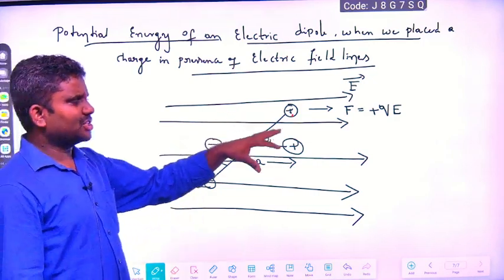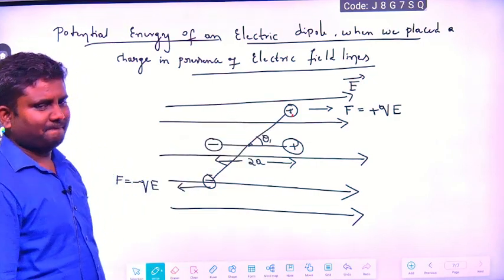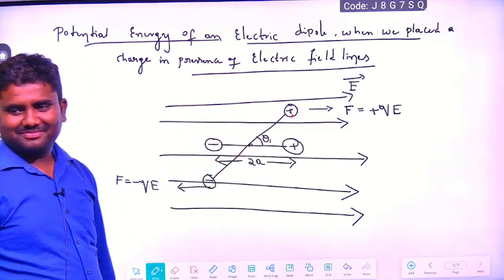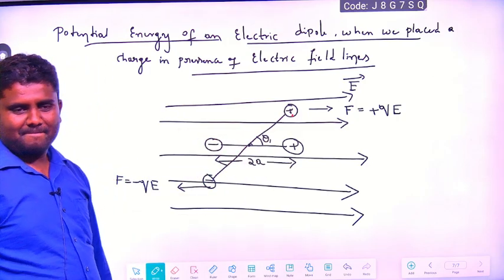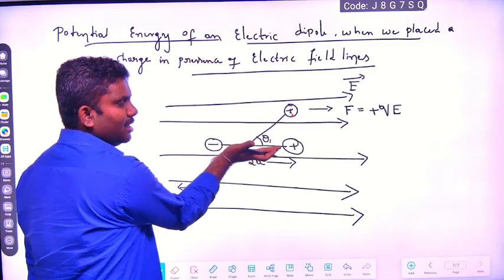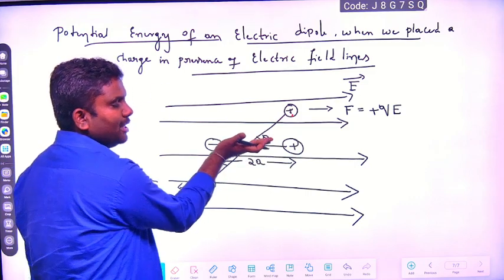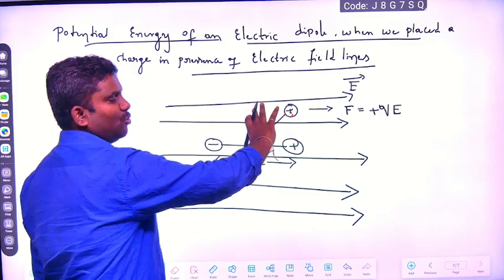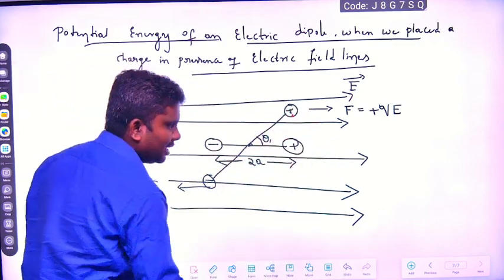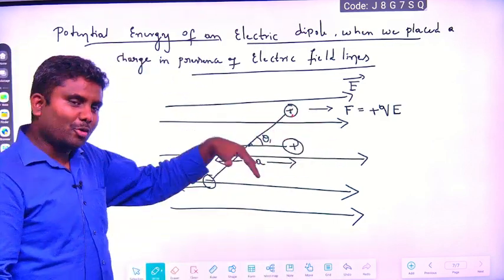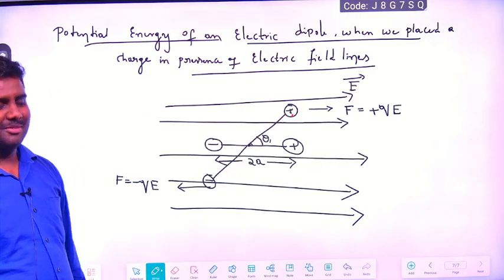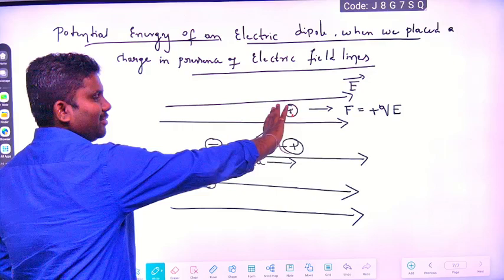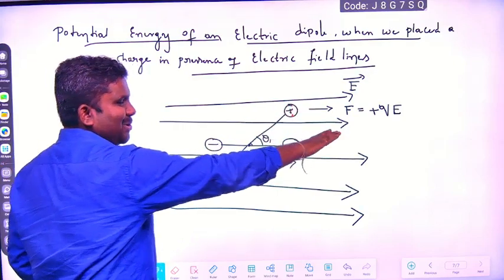Now what is the direction? How will it tilt? I tilted the dipole in the anti-clockwise direction, a little bit. So it will experience a force. Now what is the direction, whether it is clockwise or anti-clockwise? Because the force on the positive charge is acting this side and on the negative charge this side, it will again tilt clockwise.